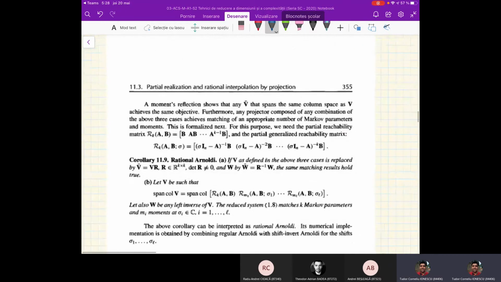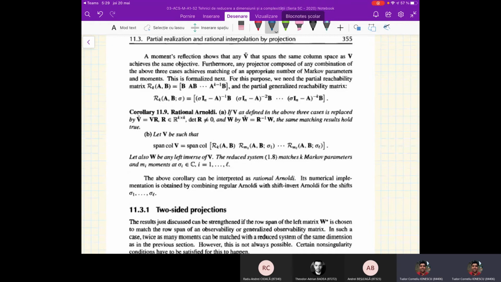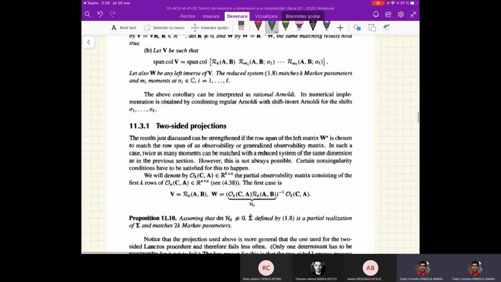A moment's reflection shows that any V tilde that spans the same column space as V achieves the same objective, of course. So you don't need to have necessarily these specific matrices, but any matrix V or any matrix W whose basis is the columns or the lines of the controllability and the observability matrix respectively. So you can do that as well.